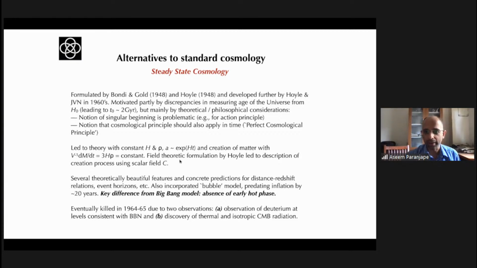So, very interesting fact. And then the whole thing could be described in terms of something called a scalar field, a creation field C, which is basically a scalar field. Later on, it was called an inflaton. So now many other theoretically nice things also happen. So, for example, there are concrete predictions for the distance redshift relation. There is no freedom in the distance redshift relation.